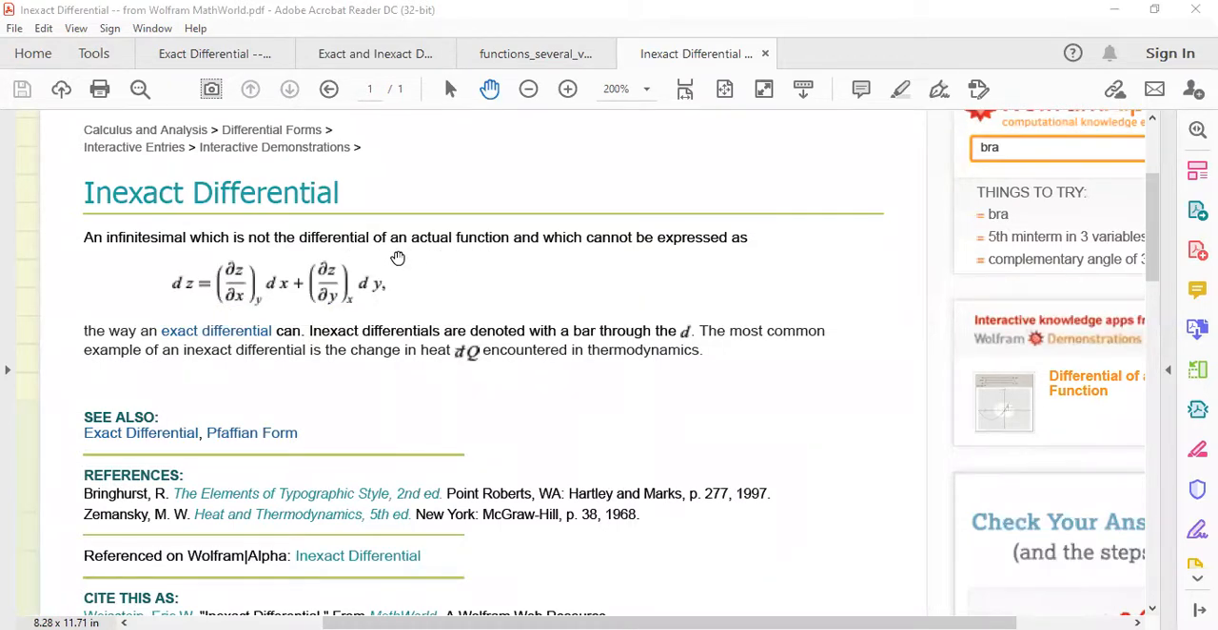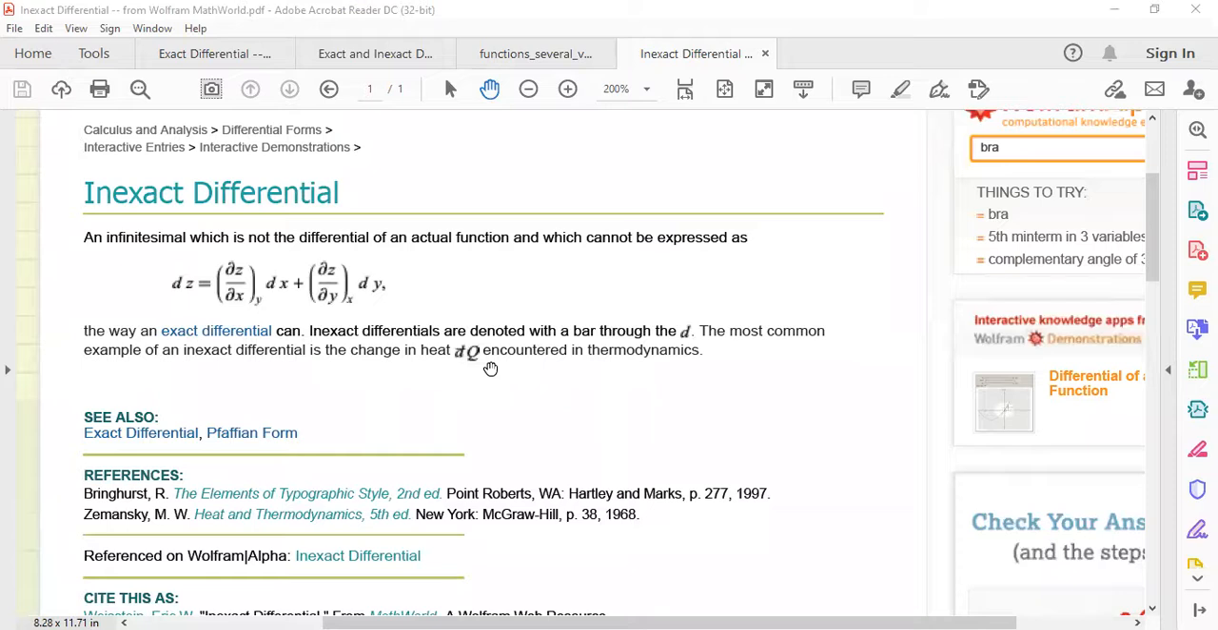Inexact differential, the expression function, total differential. Inexact differentials are denoted with a bar through the d, that is, d with a bar, dq.